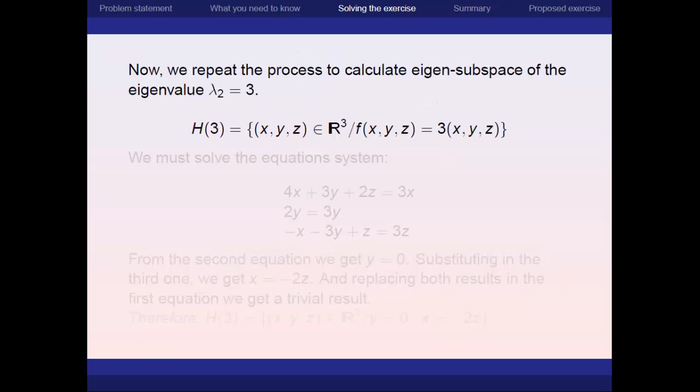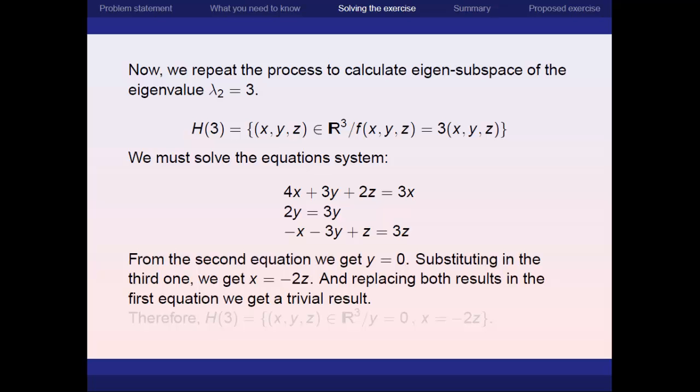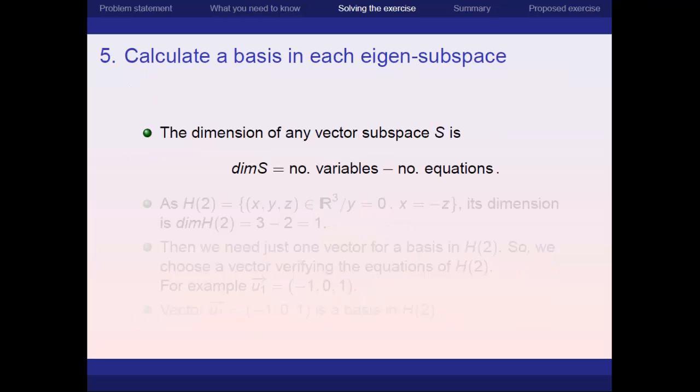Now we repeat the process to calculate the eigensubspace of eigenvalue lambda 2 equals 3. H of 3 equals (x, y, z) in R3 such that f of (x, y, z) equals 3(x, y, z). We must solve the equation system: 4x plus 3y plus 2z equals 3x, 2y equals 3y, minus x minus 3y plus z equals 3z. From the second equation we get y equals 0. Substituting in the third one we get x equals minus 2z. And replacing both results in the first equation we get a trivial result. Therefore, H of 3 is (x, y, z) in R3, y equals 0, x equals minus 2z.